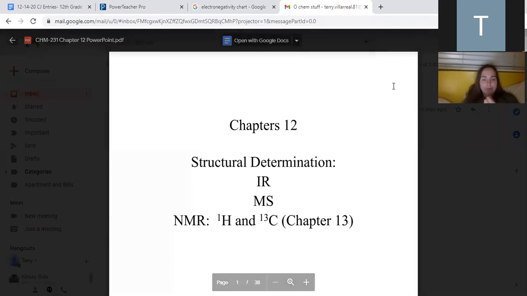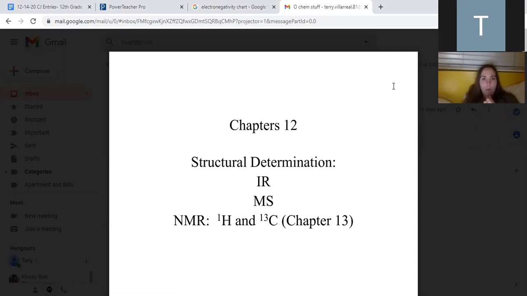Okay. So in order to understand what compound is being made, spectroscopy is used.